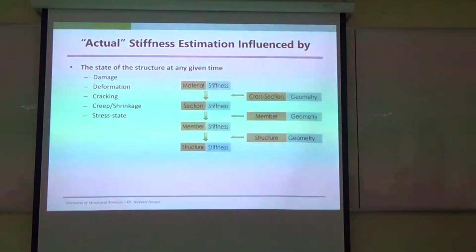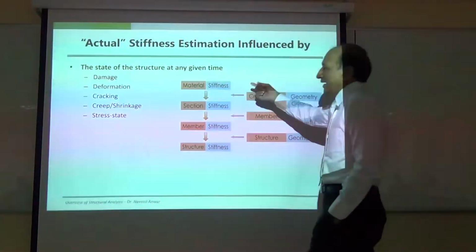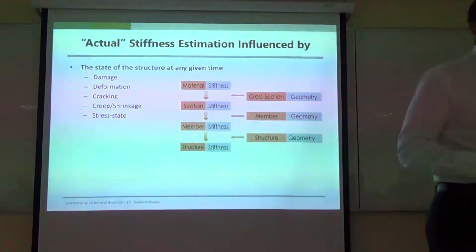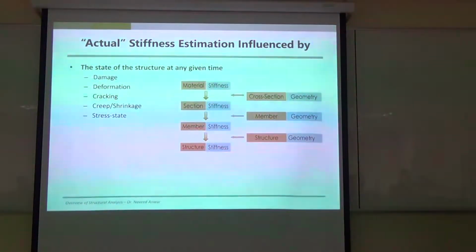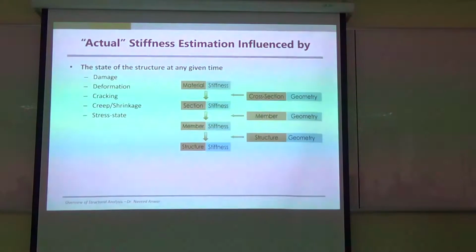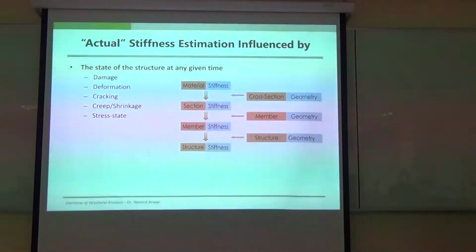So actual stiffness estimation is influenced by damage, deformation, cracking, creep, shrinkage, state of stress. Many things affect the stiffness, as you know. Stress strain curve is not straight. So depending upon where we are, and also during an earthquake, stiffness changes very rapidly. If it's a strong earthquake, you start with an uncracked section, go to damage, many damage will occur, the partition walls will break up, some non-structural components will break up, stiffness will change drastically during an earthquake, which means your response is constantly being changed.